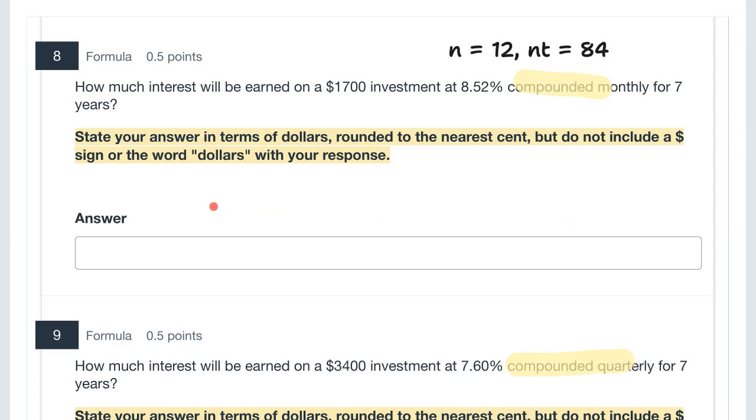So now when I type into the equation, the future value A is equal to the original principal of $1,700 times 1 plus the interest rate of 0.0852 divided by 12 because it is monthly. And then the exponent is going to be 84.